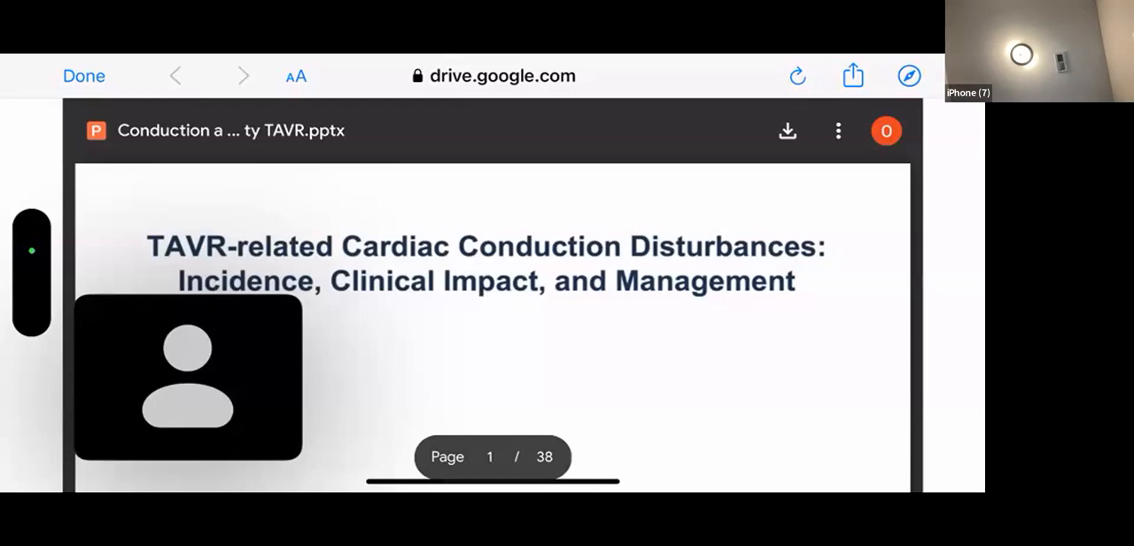So if they did not have a prior right bundle branch block, no conduction abnormality prior to the TAVR, and within that 8 hours they did not have any EKG changes whatsoever, then it's unlikely they're going to develop it based on the TAVR. If they develop the conduction abnormality, it's because they were meant to develop it. But if they had prior changes, yes, those people would usually be more likely to develop a conduction abnormality than the first group of people I mentioned.